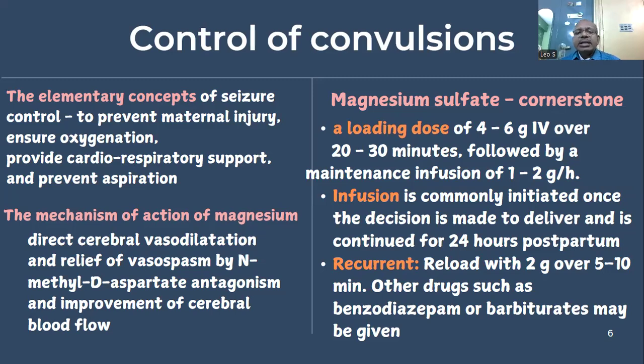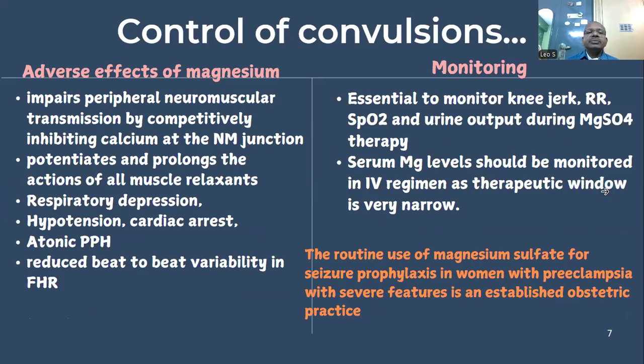The magnesium sulfate is given as a loading dose of 4 to 6 grams IV over 20 to 30 minutes, followed by a maintenance infusion of 1 to 2 grams per hour. The infusion is continued well before the delivery and is further continued for 24 hours in the postpartum period. If there is a recurrence of seizure, reload with 2 grams over 5 to 10 minutes is given. There are other alternative drugs available.